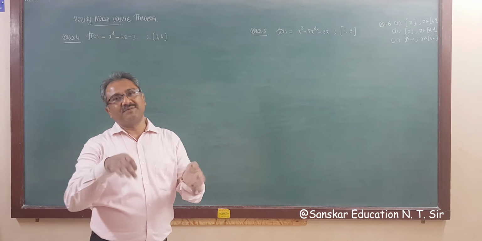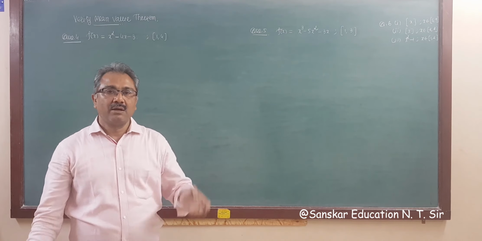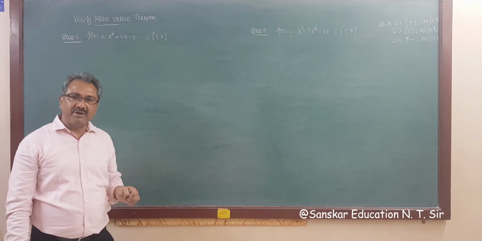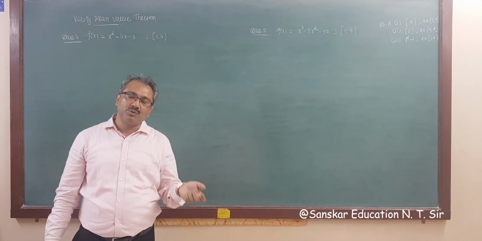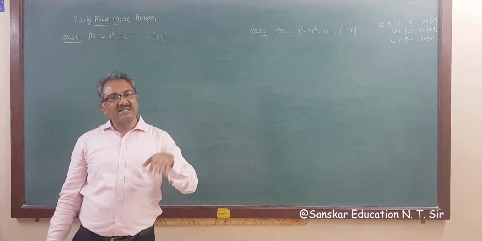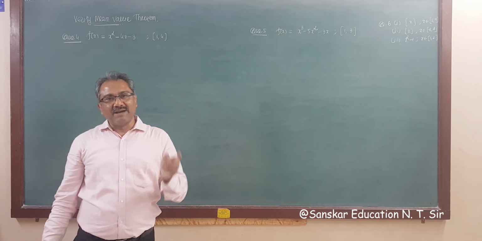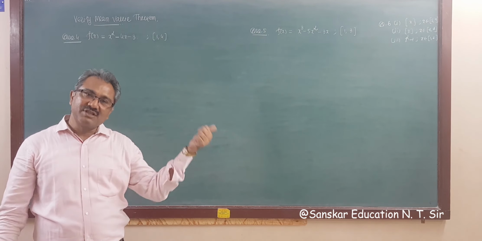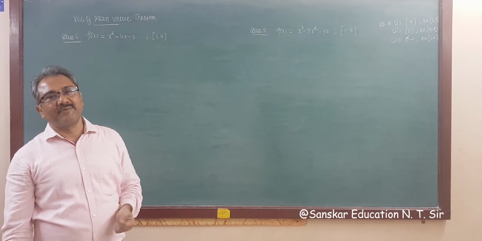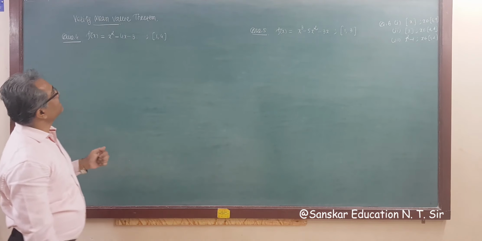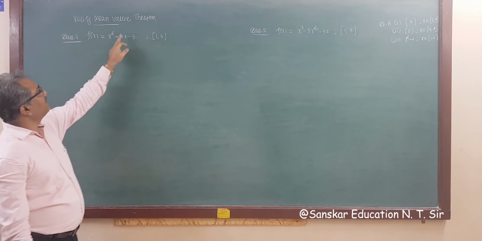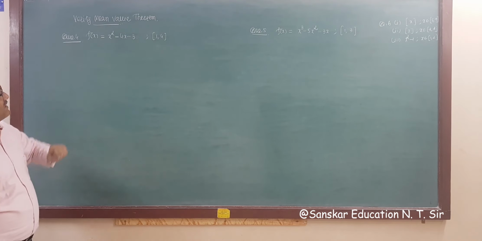Mean value theorem: given function f is continuous in closed interval [a, b], differentiable in open interval (a, b), then there exists a c belonging to open interval (a, b), same as Rolle's theorem, right? Such that f dash c is equal to, in Rolle's theorem 0, and in mean value theorem (f(b) minus f(a)) upon (b minus a), right? So f(b) minus f(a) upon b minus a, this is the mean value theorem. So we have to check this.